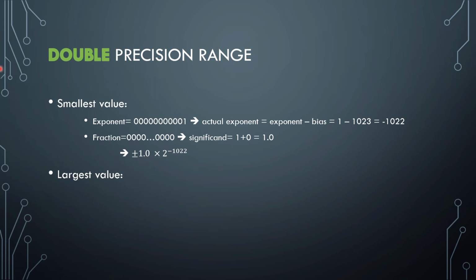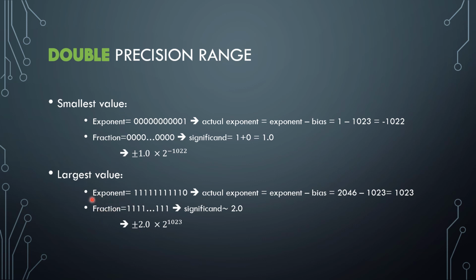the power minus 1022. For the largest value, we set the exponent to be all 1 except for the last bit. The actual exponent will be 1023. The fraction, we set it to be all 1. This will give me approximately 2. And the maximum value that we can get using double precision range will be plus or minus 2.0 times 2 to the power 1023.